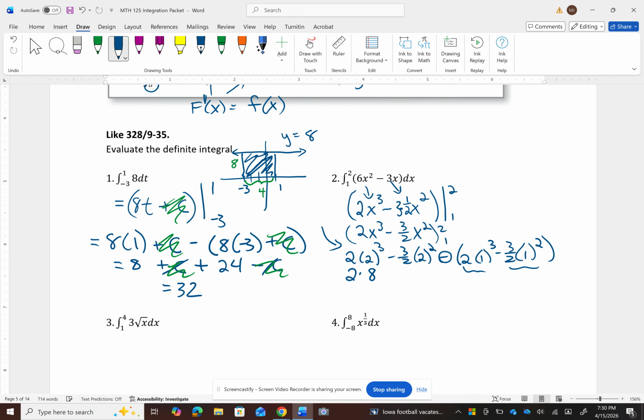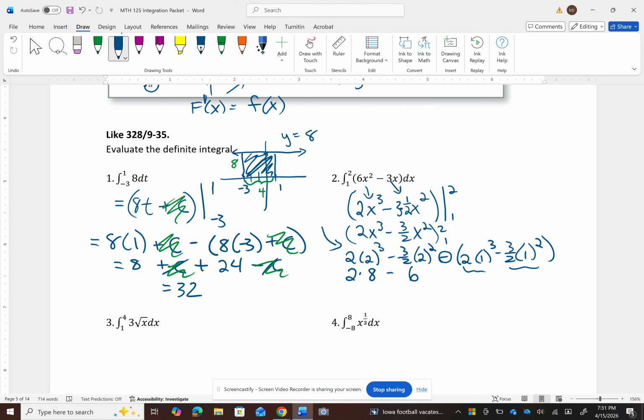2 to the third would be 8. The power, raising it to the third power, has to happen first before you multiply by 2. Okay, over here I'm going to get 12, 4 times 3, 12 over 2. So that's going to wind up being 6.